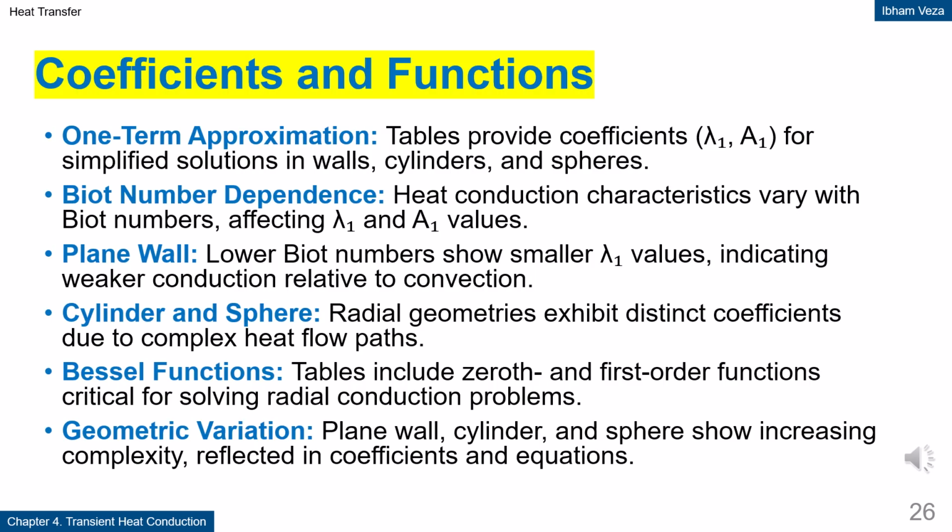Coefficients and functions. This slide explains the role of coefficients and special functions in transient conduction solutions. For plane walls, trigonometric functions are used, while for cylinders and spheres, Bessel functions are applied. The coefficient values change with the Biot number, reflecting the change in balance between convection and conduction. The geometric complexity is directly reflected in the mathematical form of the functions. This approach allows solutions that are both general and precise.